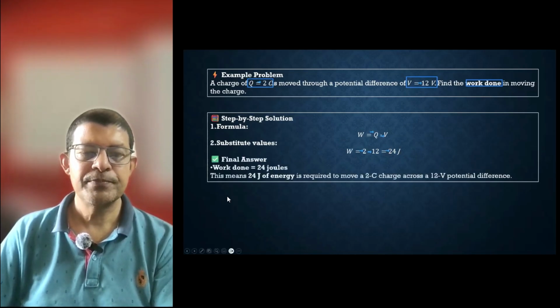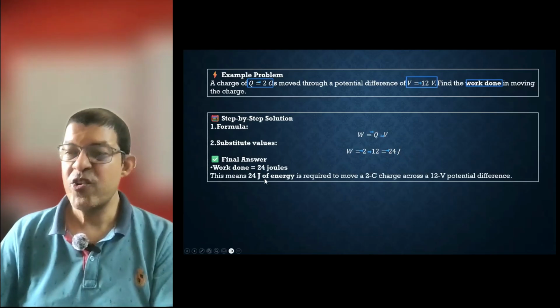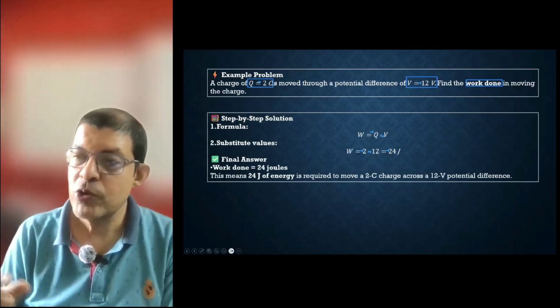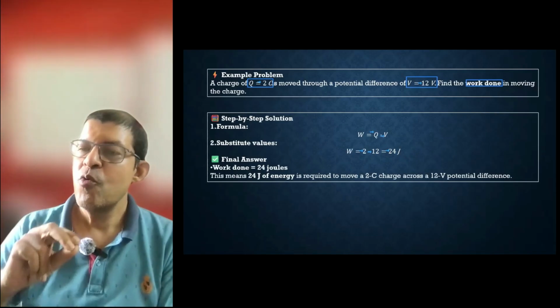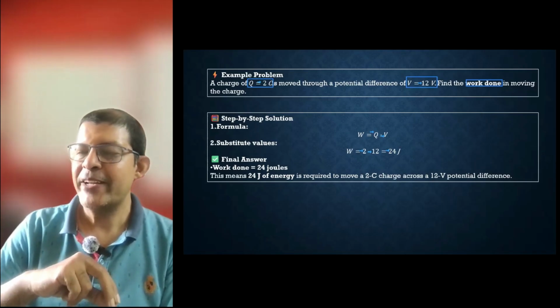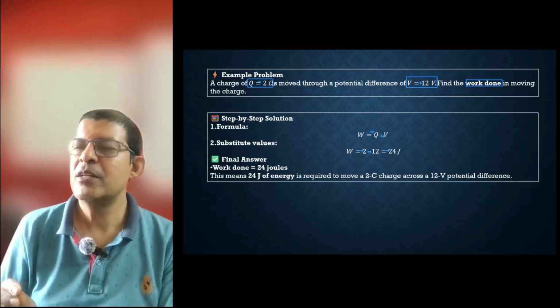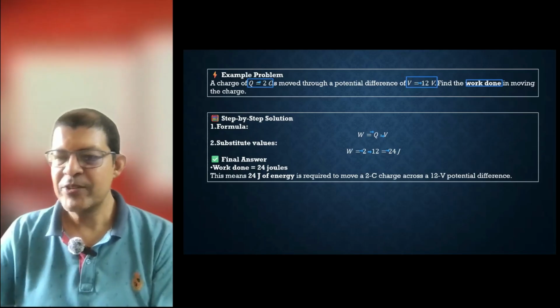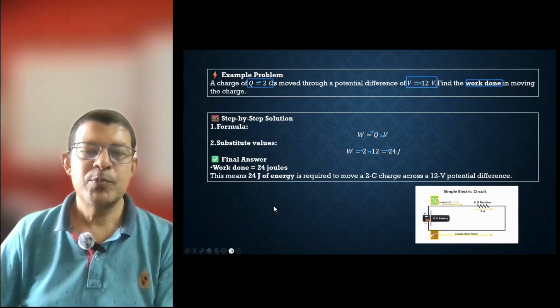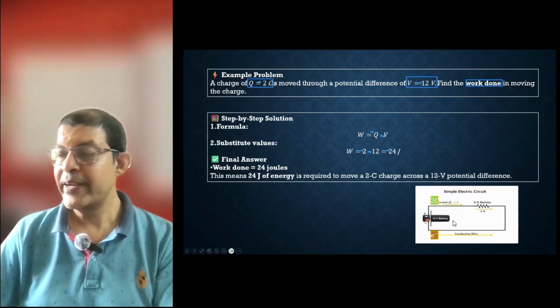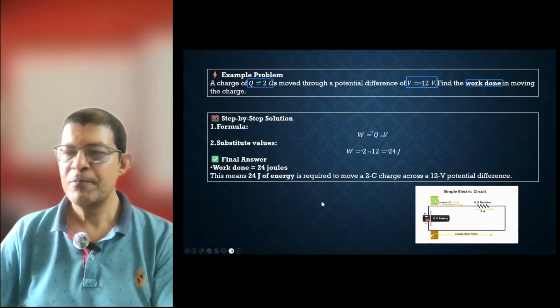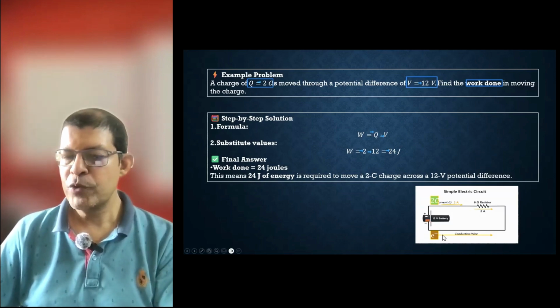Your final answer. Okay. This means that 24 joules of energy is required to move 2 coulomb charge from positive terminal of a battery of 12 volts to the other terminal, the negative side. Okay. So let's proceed further. This is how the circuit diagram looks. We can have a look. So the electrons move in the opposite direction to the current flow.